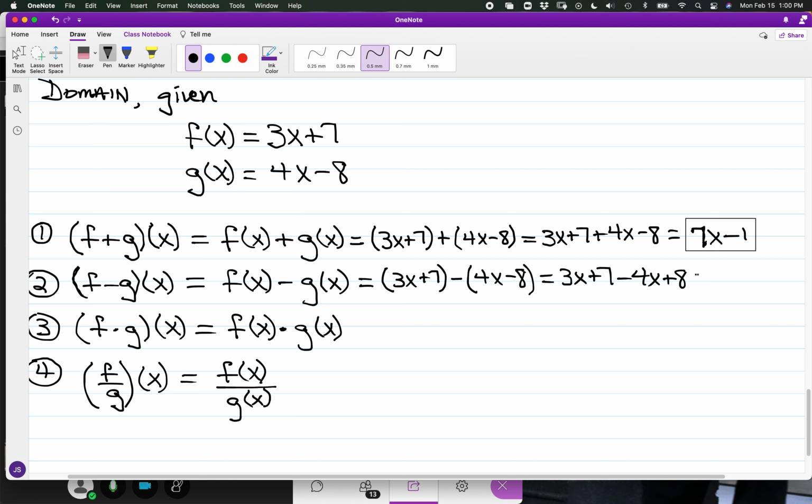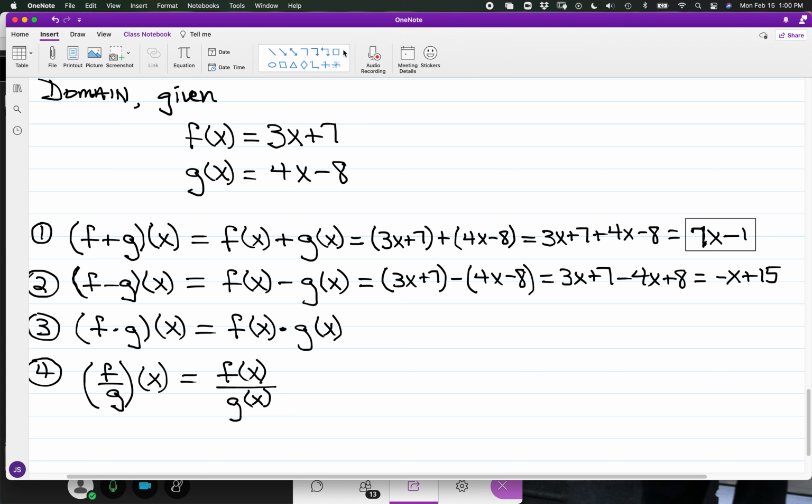And so combining terms, we have 3x minus 4x becomes negative x. And you have plus 7 plus 8, which is going to be plus 15. So you have negative x plus 15.